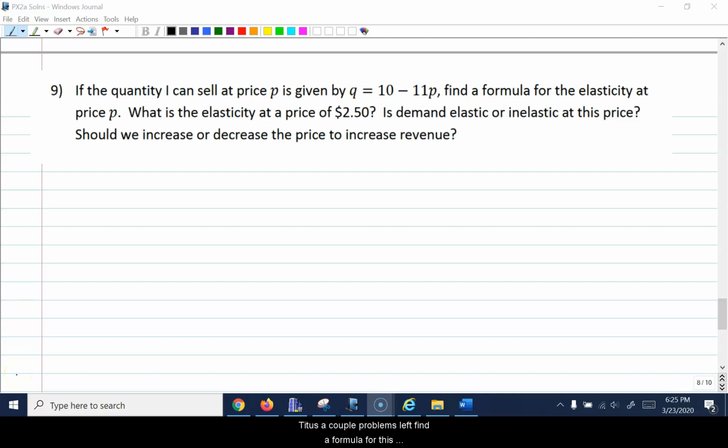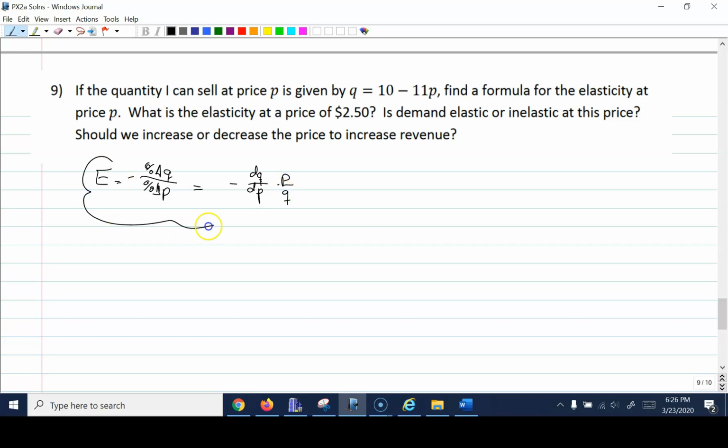Alright, just a couple problems left. Find a formula for this elasticity. We had two formulas for elasticity. One was negative percent change in Q over the percent change in P. That's the one we talked about last time. The other one is negative dQ/dP times P over Q. And this is the one we're using this time, because we have a formula for Q in terms of P.